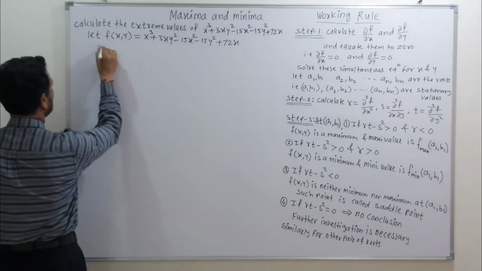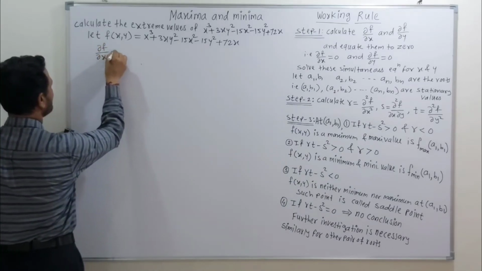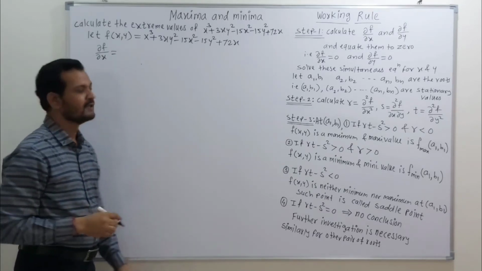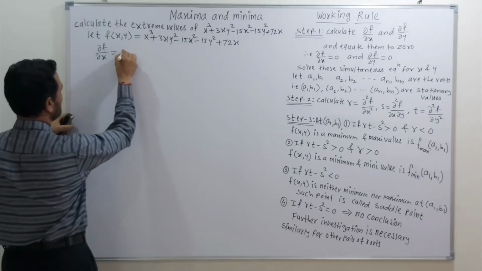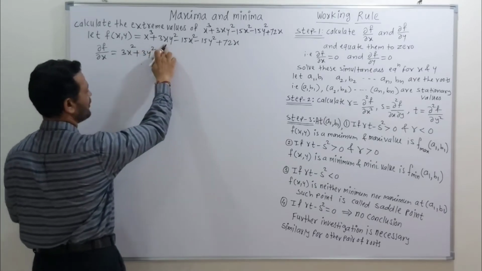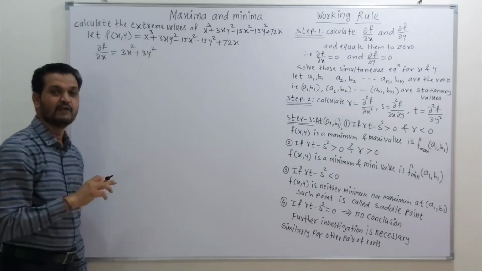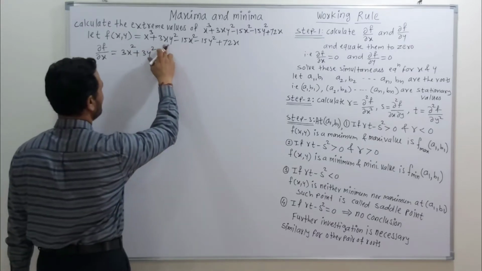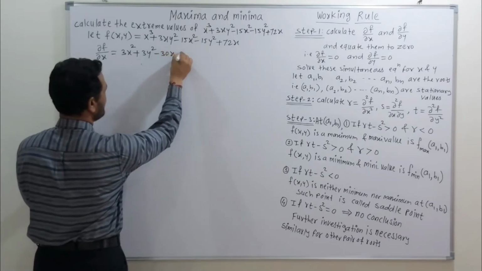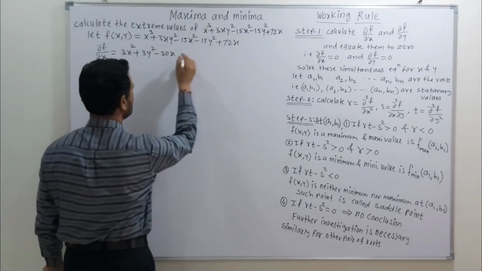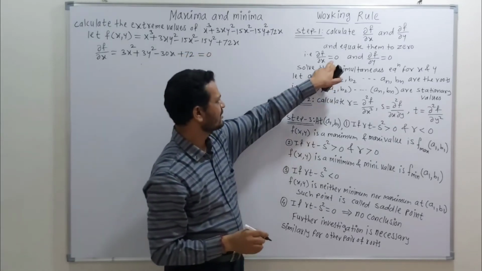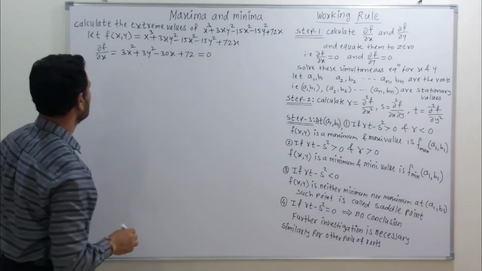So if we try to calculate the partial derivative of f with respect to x, then this partial derivative is, when we take the partial derivative with respect to x, means y is a constant. So derivative of x cube is 3x square, plus 3y square, because we are taking partial derivative with respect to x, derivative of x with respect to x is 1, then 3y square is constant, minus 15 into 2, this is 30x, this term is constant, plus this is 72, and according to this step number 1, equate this term to 0. So this is equal to 0.